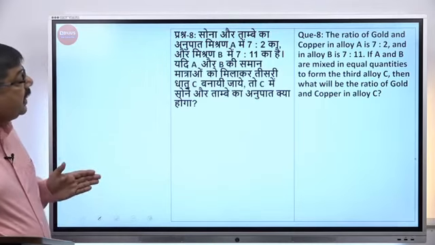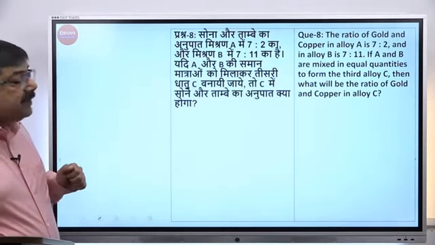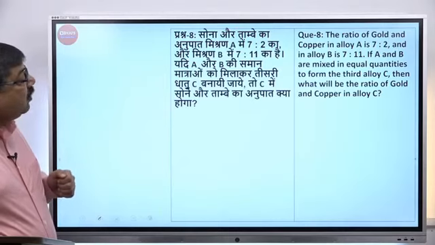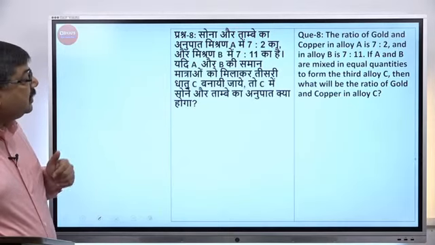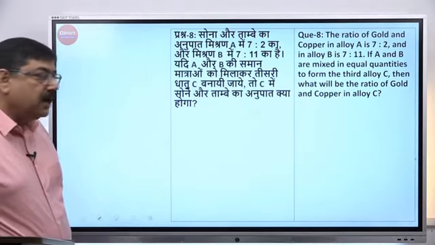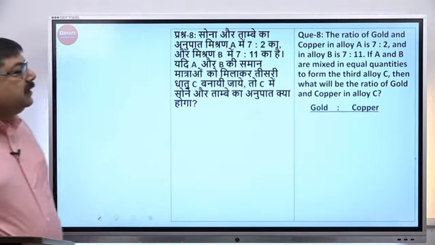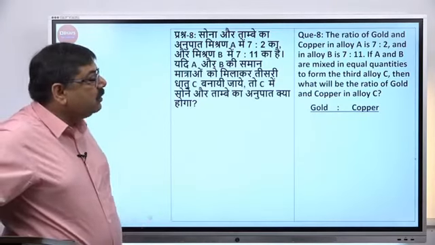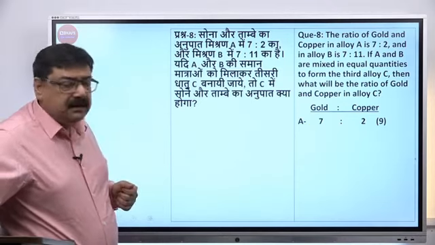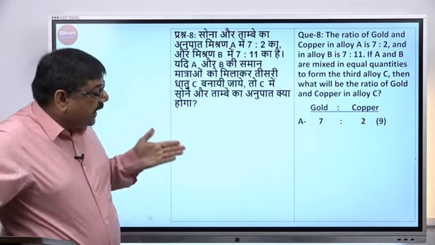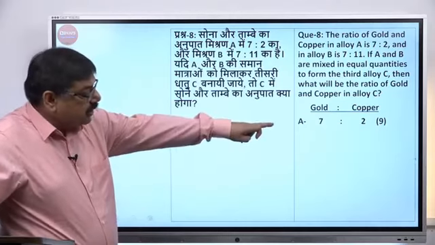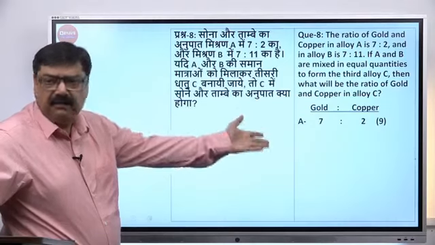सोने और तांबे के अनुपात मिश्रण A में 7:2 है और मिश्रण B में 7:11 का है. यदि A और B की समान मात्राओं को मिलाकर तीसरा धातु C बनाया जाए तो C में सोने और तांबे का अनुपात क्या होगा? आप जानते हैं यहां पर हमें दिया ही हुआ है गोल्ड इज टू कॉपर. अलॉय ए, द रेशियो बिटवीन गोल्ड एंड कॉपर इज 7:2. सो द रेशियो पॉइंट्स हियर आर, टोटल रेशियो पॉइंट्स विल बी 9, 7 plus 2.